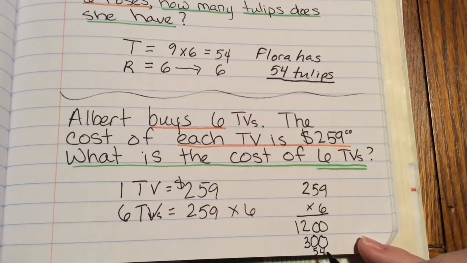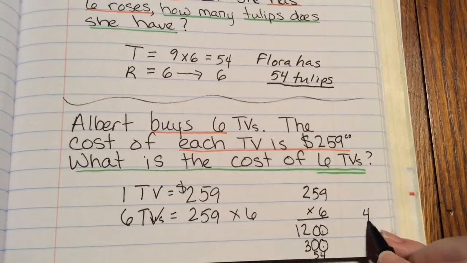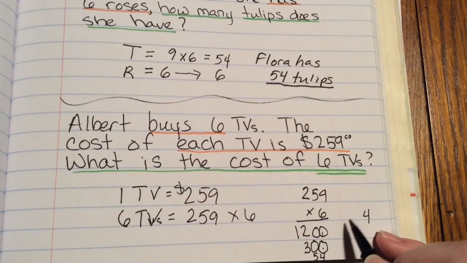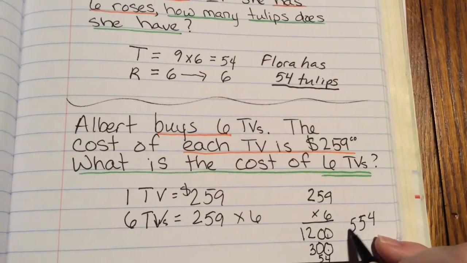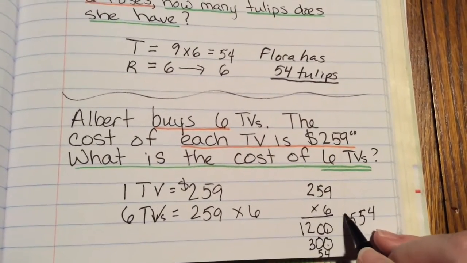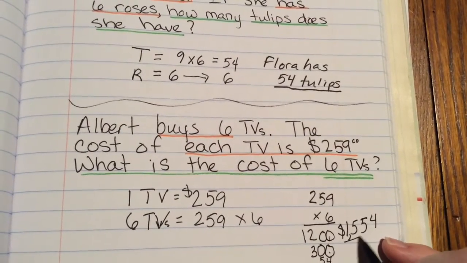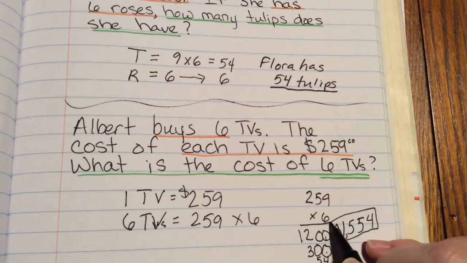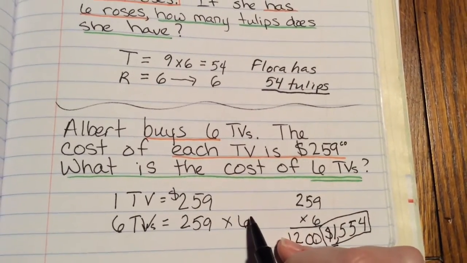I ran out of room to add those. 0, 0, and 4 makes 4. 0, 0, and 5 makes 5. 2 and 3 makes 5. And 1, nothing else, makes 1,000. He spent $1,554 on 6 TVs.